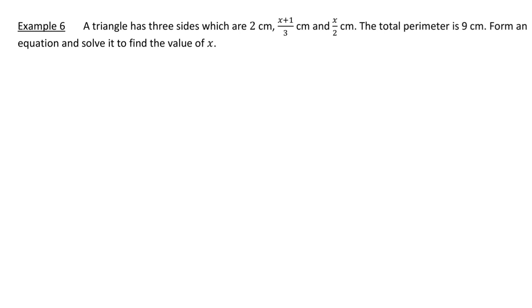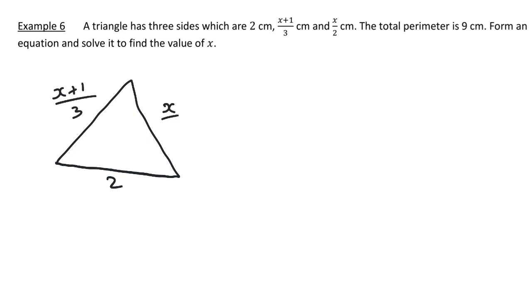A triangle has 3 sides: 2, x plus 1 over 3, and x over 2. The perimeter is 9. Form an equation and solve it. So here's one where a picture will definitely help. I'm just going to draw any triangle, and label the sides 2, x plus 1 over 3 and x over 2. So those are my 3 sides. Now, perimeter we're told. The perimeter is the distance all the way around the outside. So if I add these 3 together, the answer will be 9. That's how we're going to form our equation.